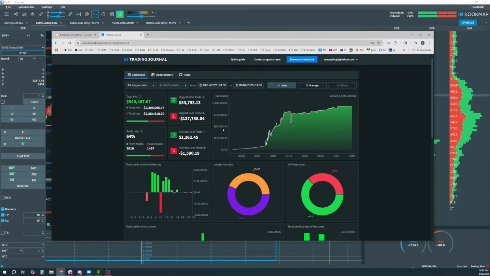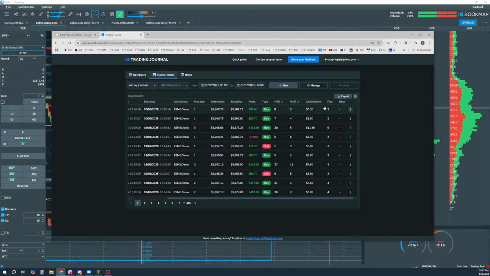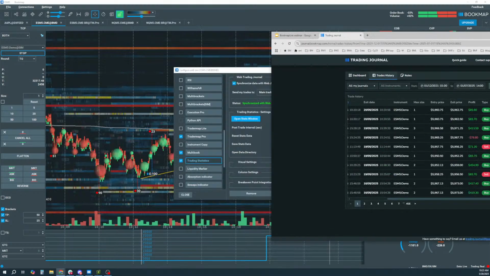Okay, so now we can go and check out the trade that we just took. We'll click on trade history, and here it is. So this is today, the 20th of May 2025, we have basically all the same statistics. I think a few are missing from the trading statistics add-on. Now what we can do is take a look at our trade as well and journal it.